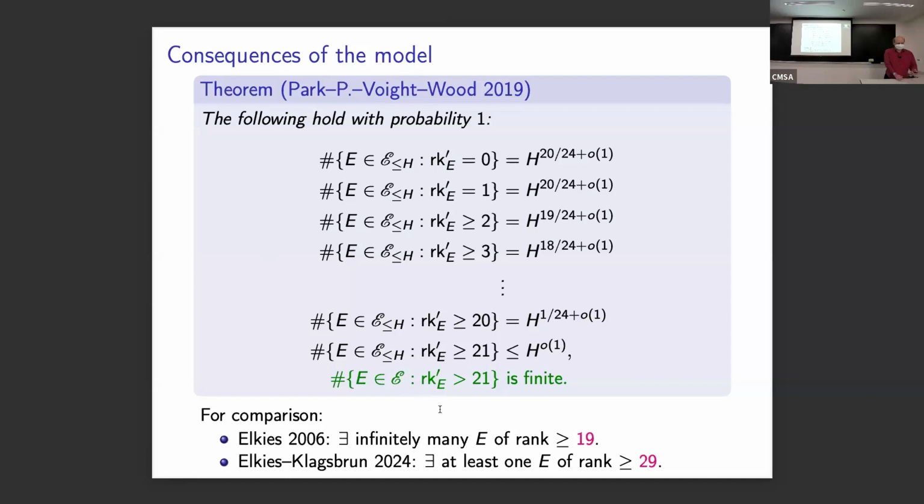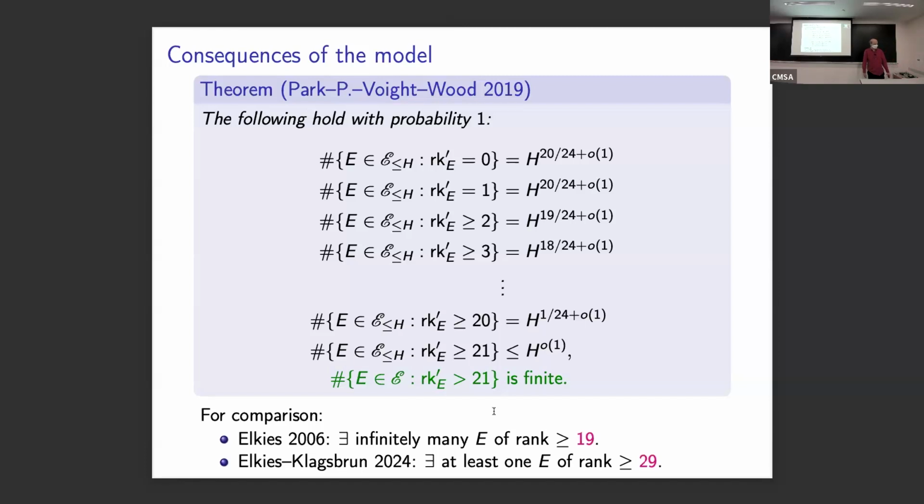Now you can ask, how does this actually reflect reality? This is just some probabilistic model. Is it actually true that there are only finitely many elliptic curves of rank greater than 21? We don't know, but so far the record for an infinite family is due to Elkies, who proved that there are infinitely many elliptic curves of rank at least 19. So far it's close but it's not contradicting our model yet.